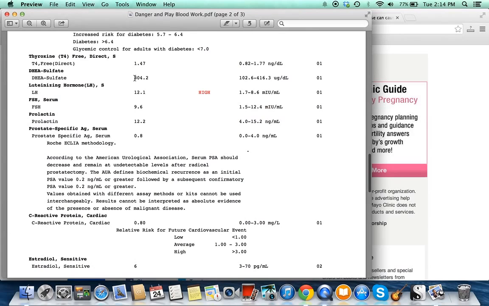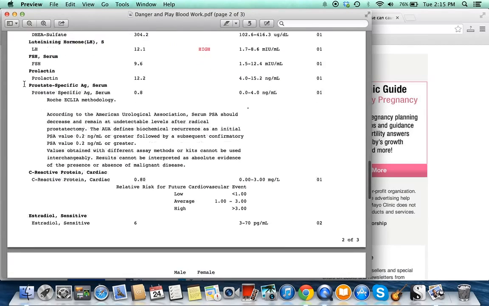DHEA is at 304. DHEA is a natural male hormone that does decline with age. 304 is actually a really good value for someone my age. The range is 102 to 416. As you approach 40, it tanks. And you can look at the correlation between low DHEA levels and longevity, low DHEA levels and health and fitness. Low DHEA is no good, and my DHEA is good.